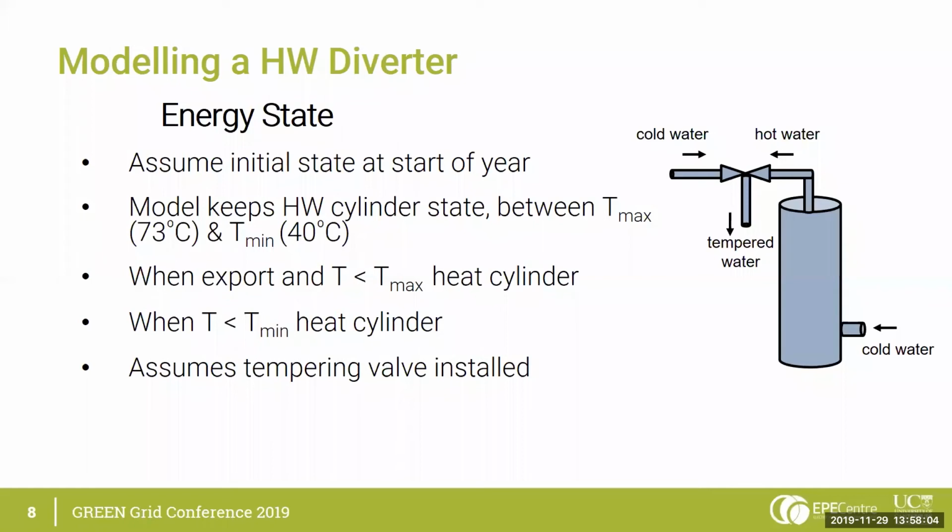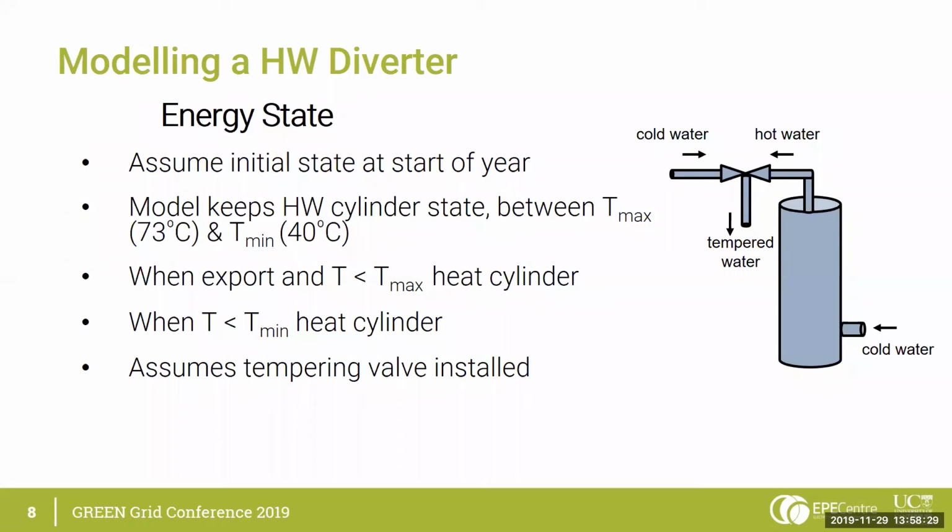So we assume that there's a maximum energy state of the hot water, and we've used some parameters which closely align with a New Zealand manufactured hot water diverter by Paladin. So you have a maximum temperature, which is 73 degrees, and you have a minimum temperature of 40 degrees. And for that hot water model, some diverters monitor your hot water temperature, some don't.